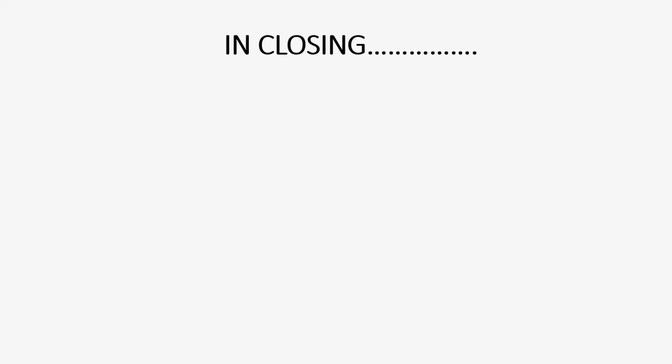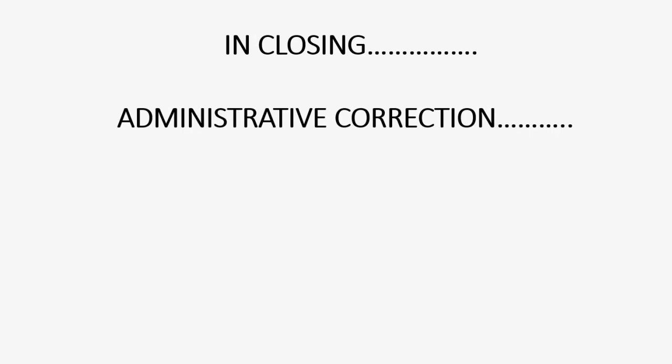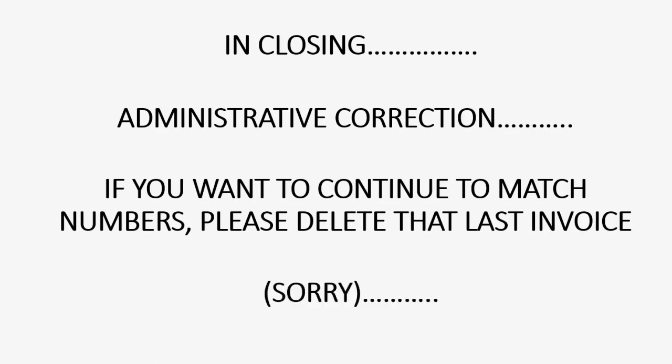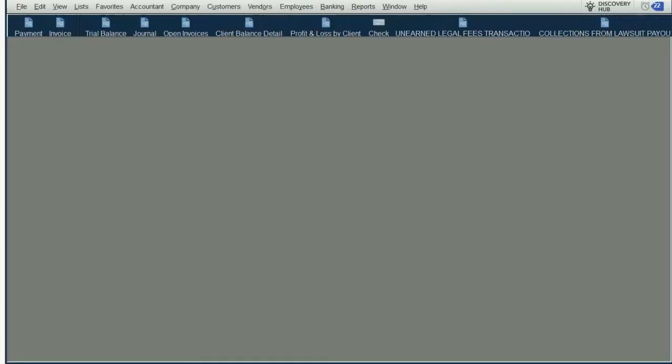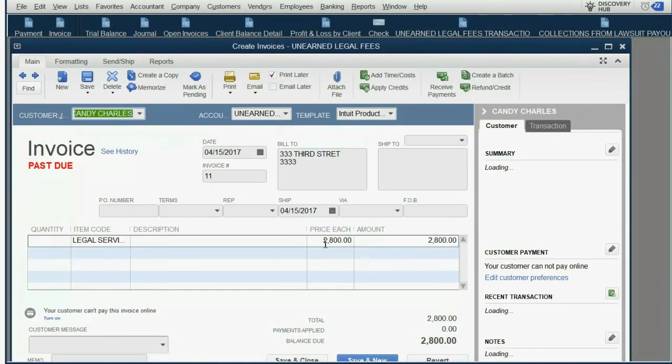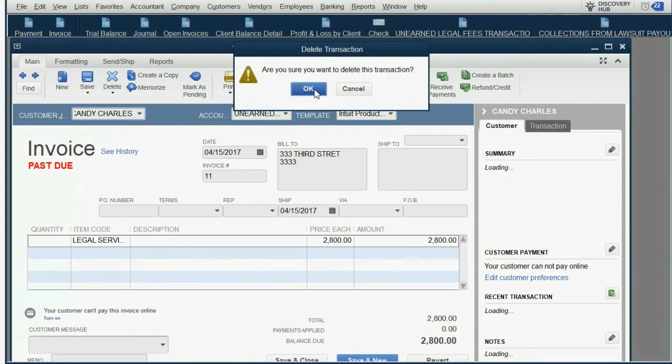Now, in closing, I just want to have you help us with an administrative correction. If you want to continue to match the numbers, please delete the last invoice. And I'm sorry about that, but this is an interjected video, and it's hard to get the numbers to match. So if we go back to unearned, and we go to the April 15th invoice, double-click, delete, click OK.